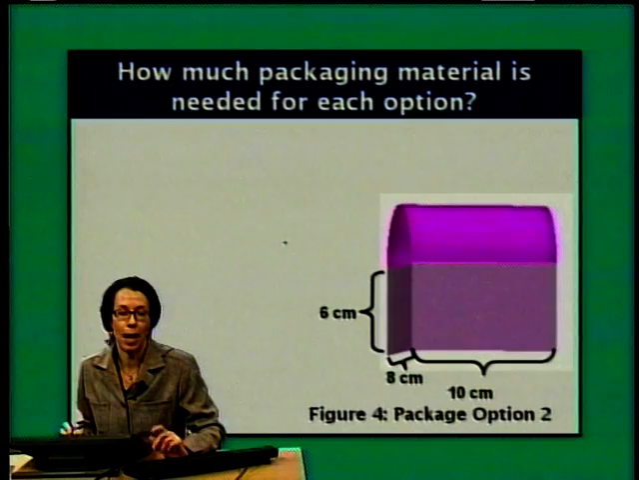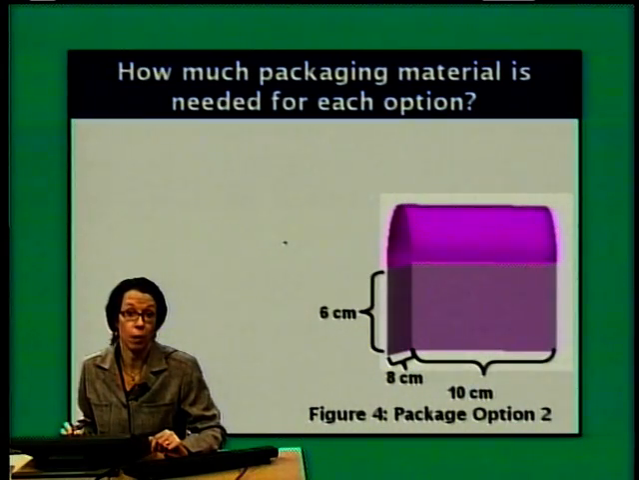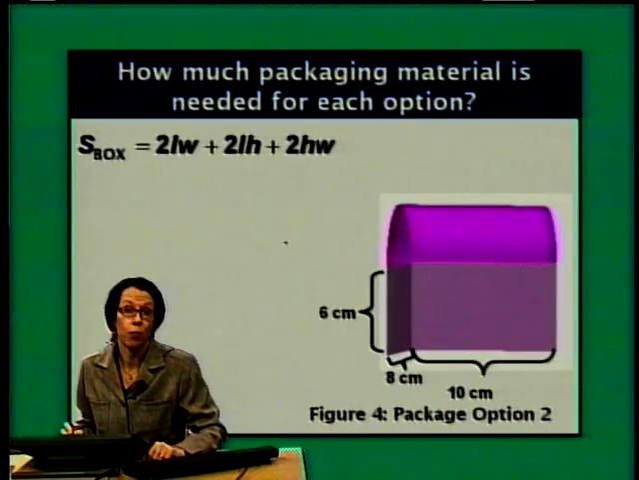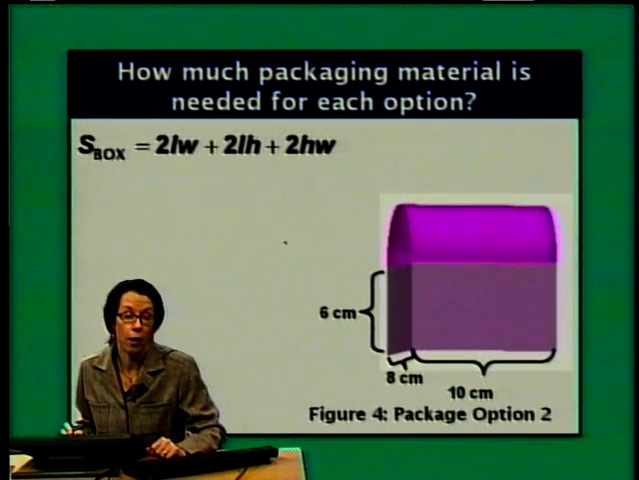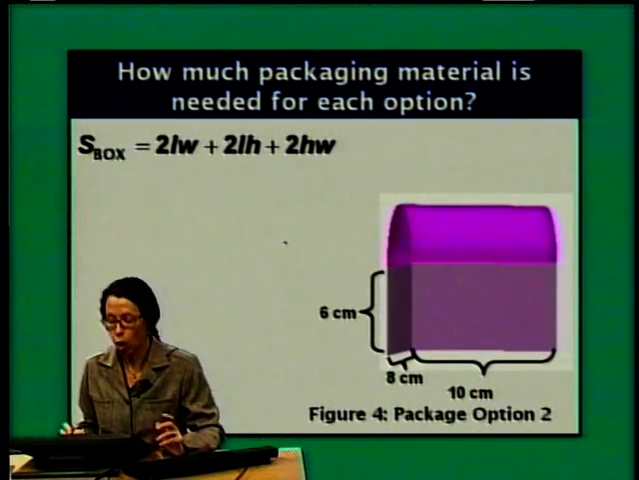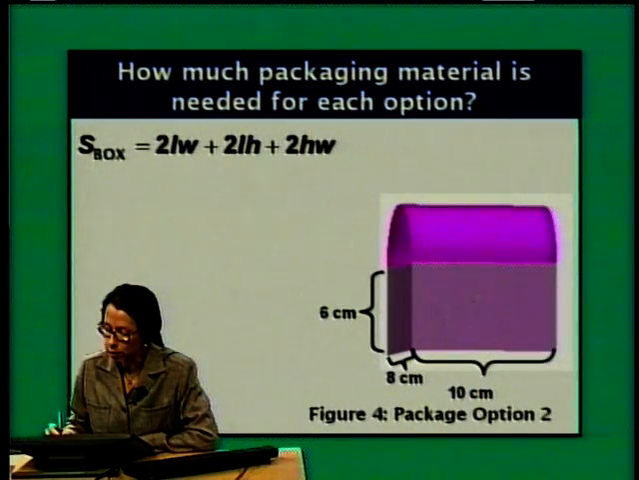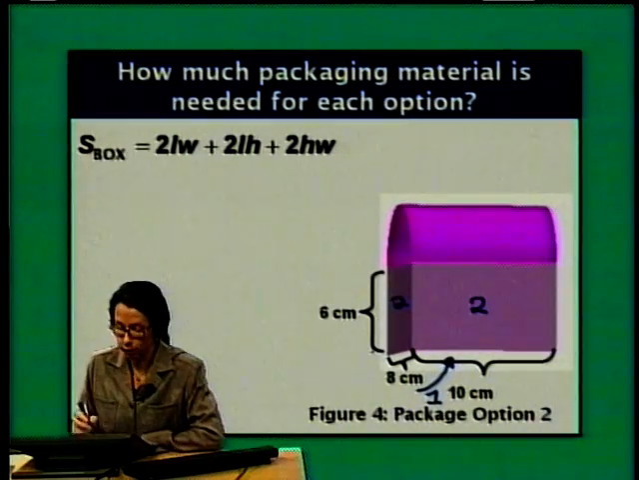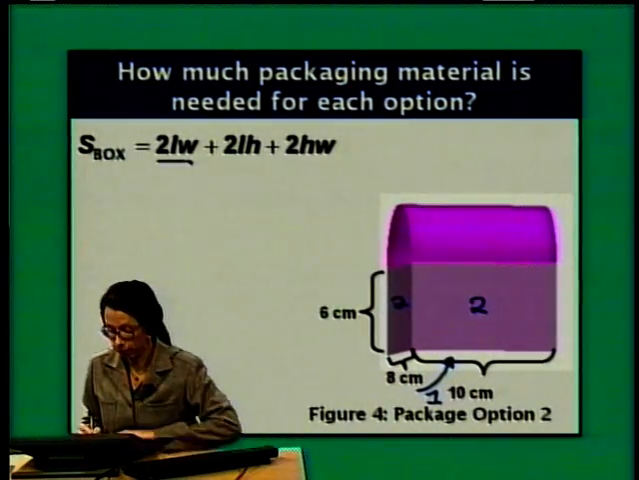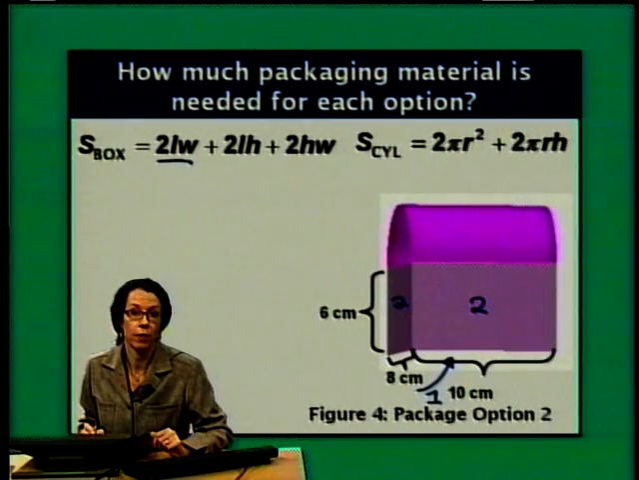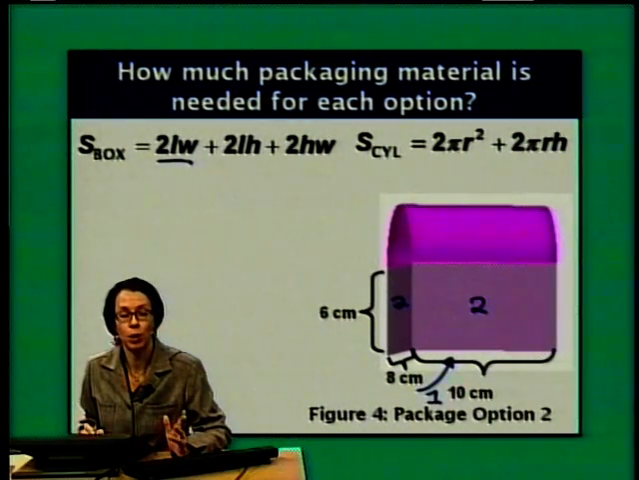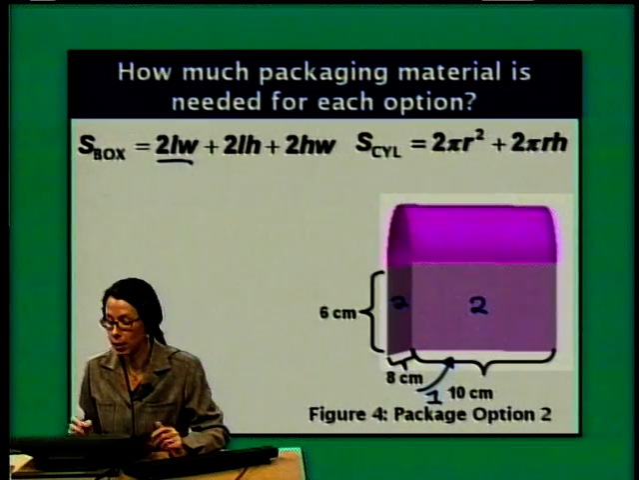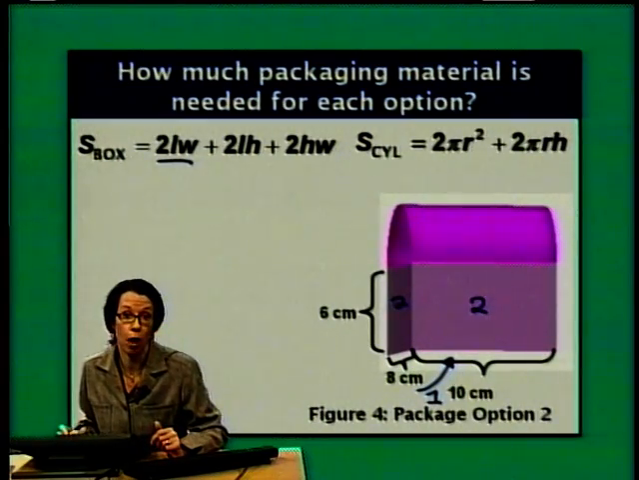Let's finally look at how much packaging material we need for option 2. So the formula for the surface area of a box is this formula here, but for our box, we have to consider the front and the back and the 2 sides, but we just have one bottom to consider, so we just need 1 of the length times width. Again, we have the formula for the surface area of a cylinder, and we're just going to use half of this because we only have 1/2 of a cylinder in our drawing.